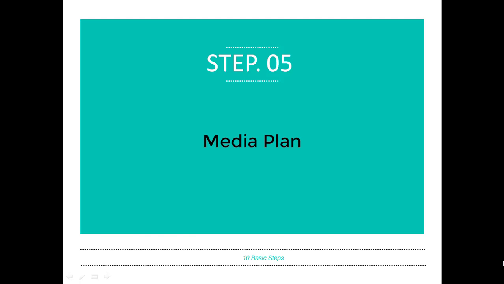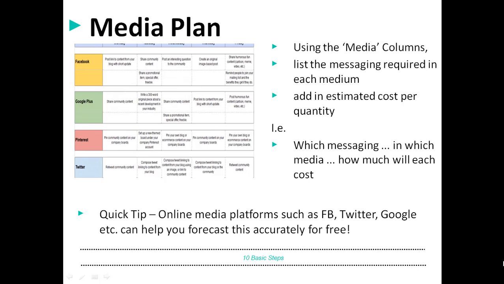Step number 5, the media plan. So take the media columns from your frameworks that you just built and list the messaging required in each medium, and then add in an estimated cost per quantity. This isn't an absolute cost, this is a cost per quantity. And therefore, we should have which messaging in which media and how much each will roughly cost. Quick tip here, online media platforms such as Facebook or Twitter or Google, and LinkedIn and so on can help you forecast this accurately for free.